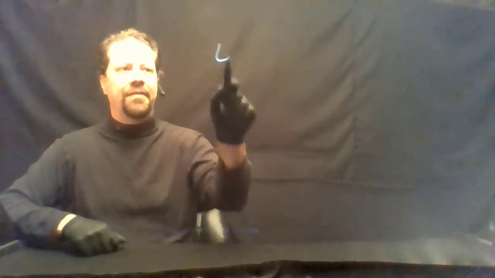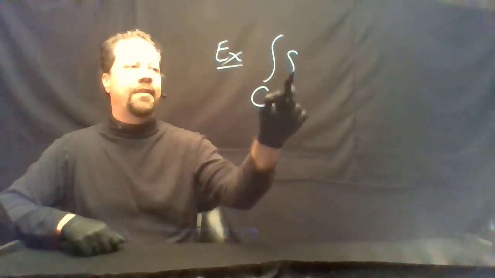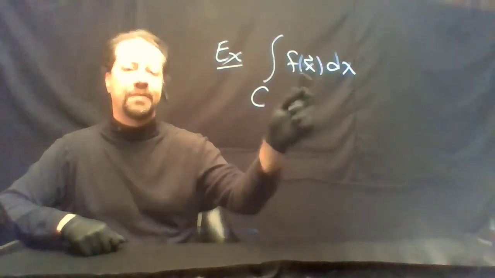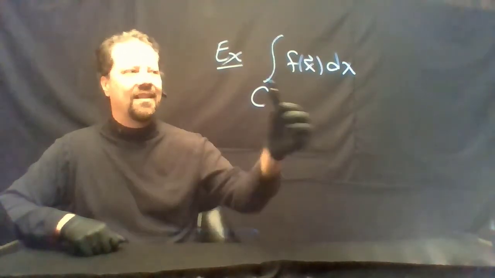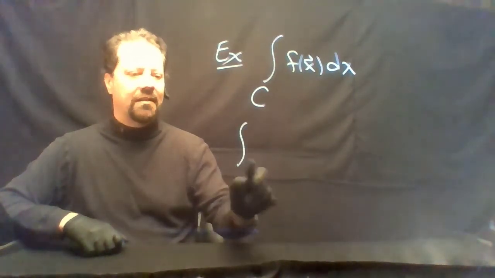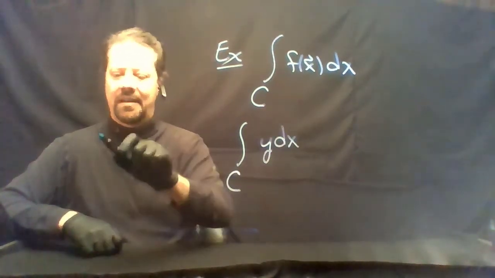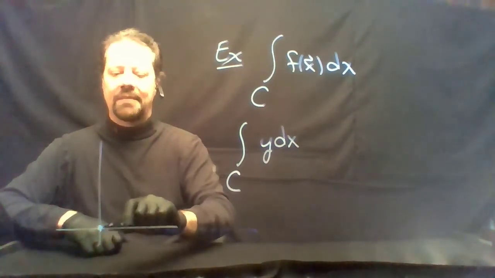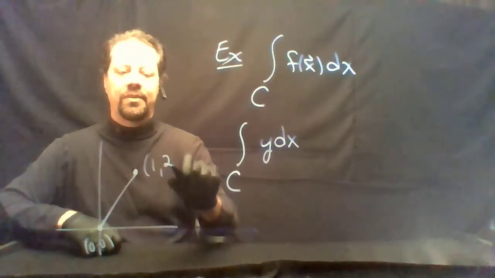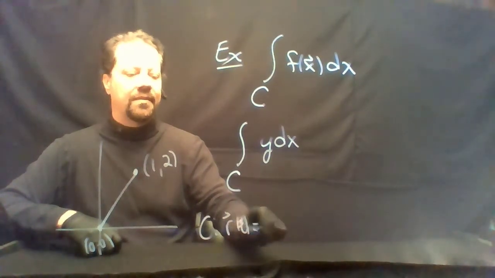I want to discuss a different kind of line integral, this time integrating on a curve some function of position times, let's say, a little differential dx. In this case, let's look at a specific example. In particular, suppose we're integrating on a curve y dx, and the curve is a straight line segment from 0, 0 to 1, 2. The curve C can be parameterized as follows.